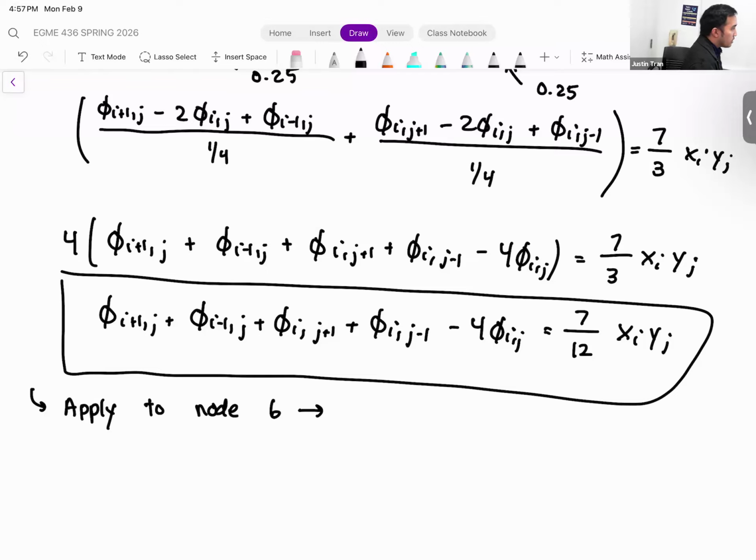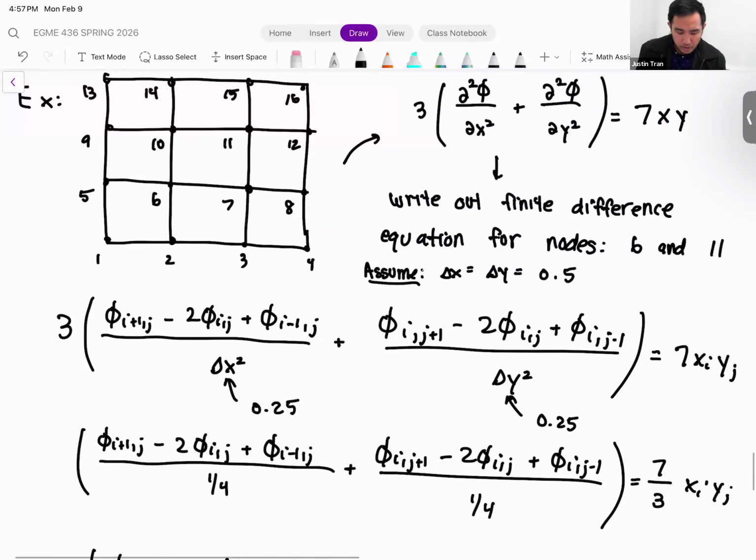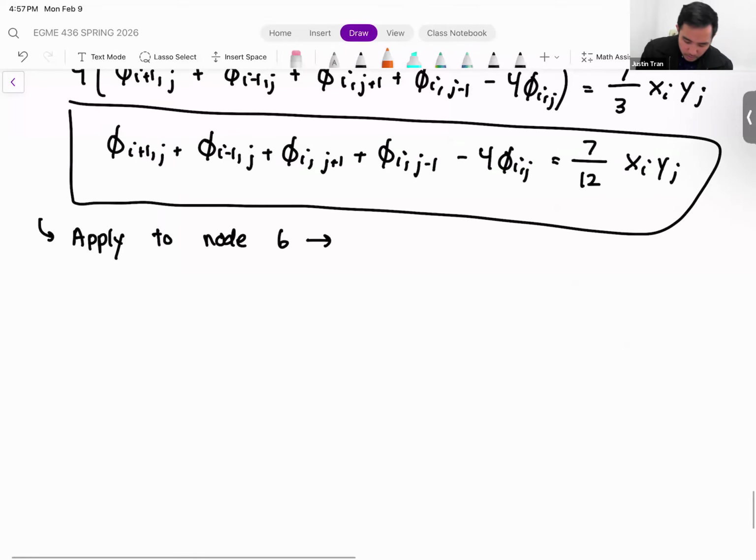All right, and then we're going to write out the finite difference equation in terms of the nodal ID numbers. Okay, so let's go back up to our grid here. Let's look at node 6. I didn't write it in, but we can look at this and see what the ij coordinates are. For node 6 right here, we can see that the I index is 1, and the j index is also 1. So I is equal to 1, j is equal to 1.